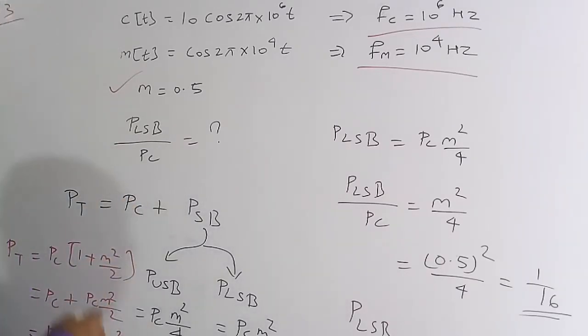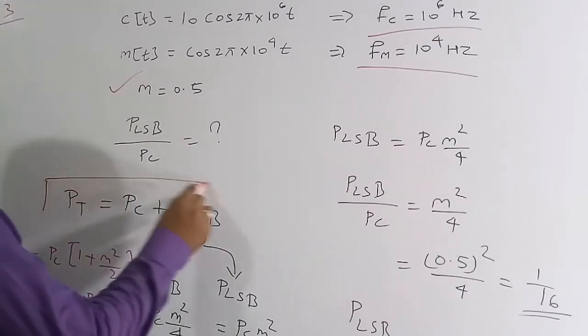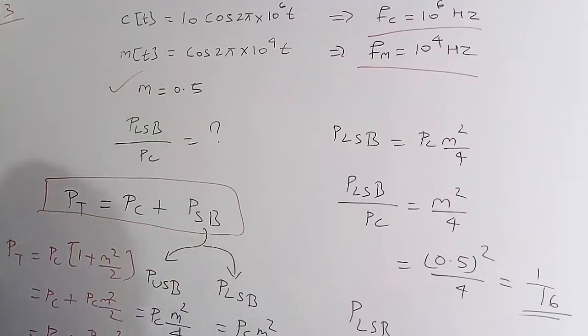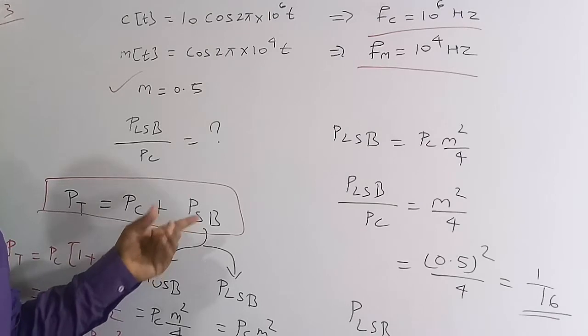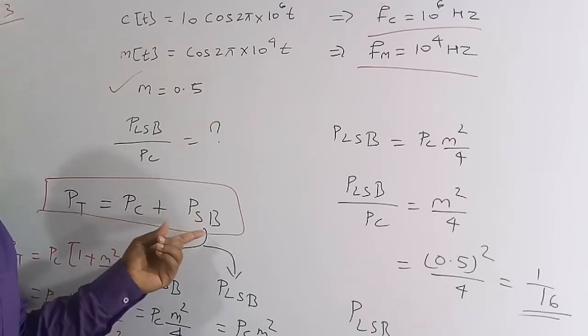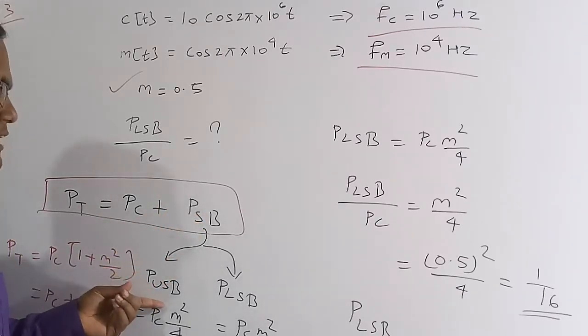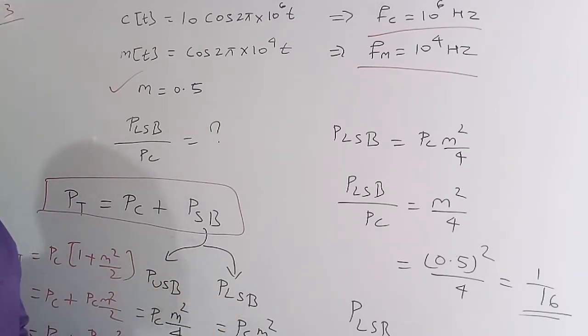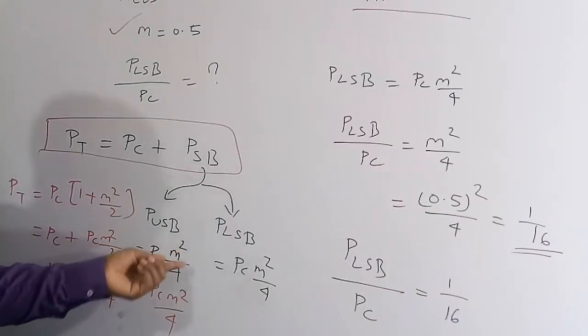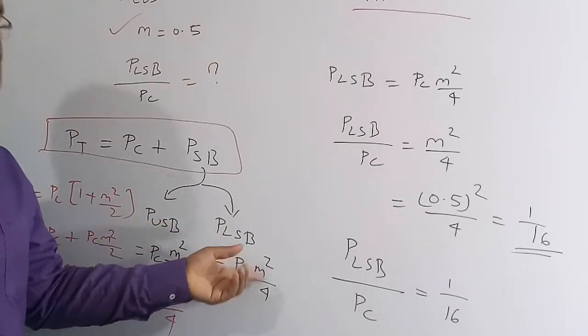Here the basic formula is PT. The total power transferred by the signal consists of the carrier power and also the sideband power. The sideband contains two powers, the upper sideband and the lower sideband. The power in each individual sideband is the same, which is PC into m square by 4, and here also PC into m square by 4.